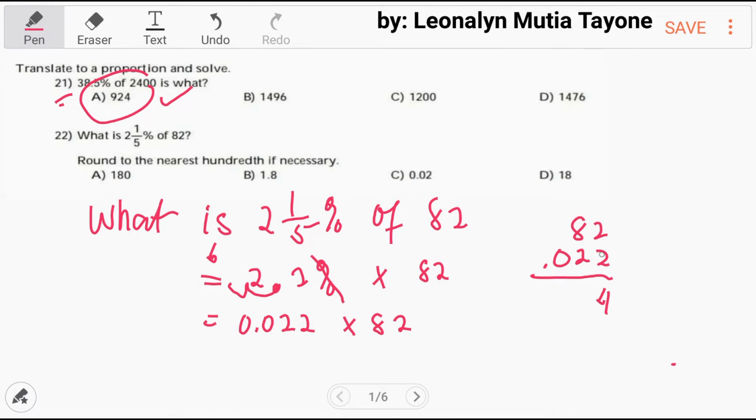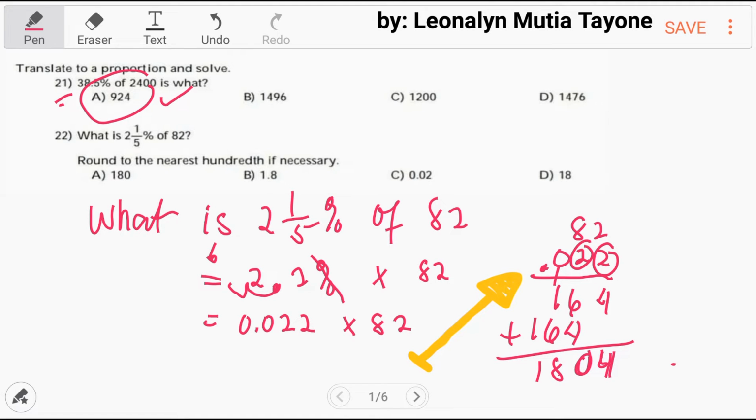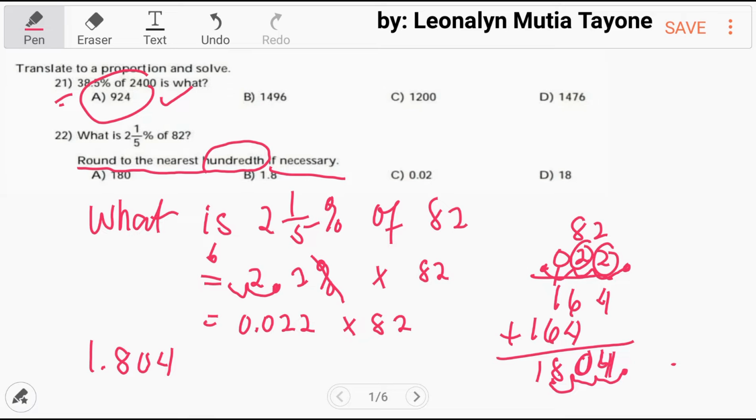This is 4. 8 times 2 equals 16. 164. 2 lang naman yan. 2 din yan. So, 164 din yan. Next, i-add natin ito. So, this is 1804. At huwag kalimutan yung decimal natin. 1, 2, 3. Tatlo yan. So, dito, 1, 2, 3. So, ang sagot dito ay 1.804. Round to the nearest hundreds if necessary.